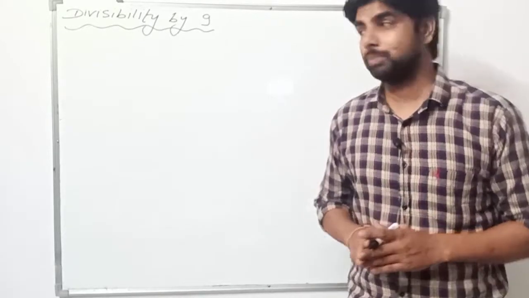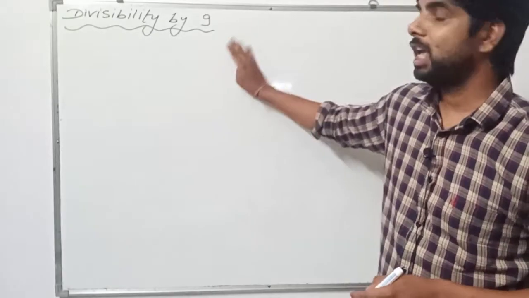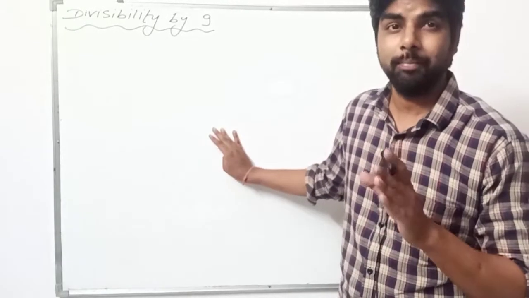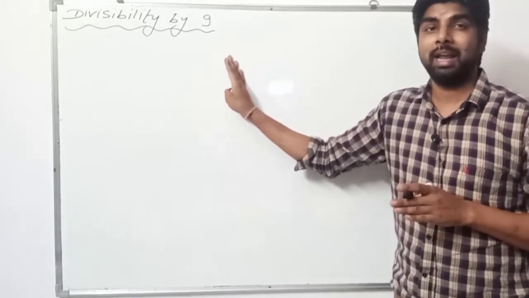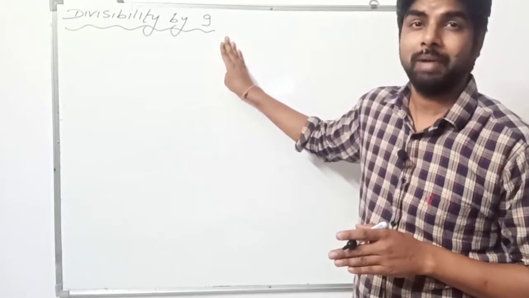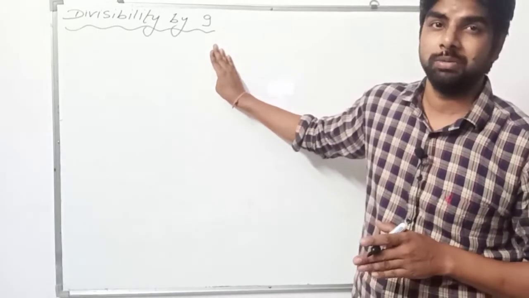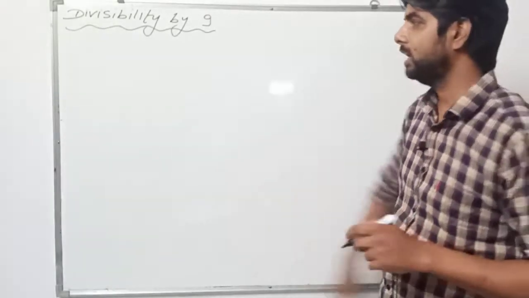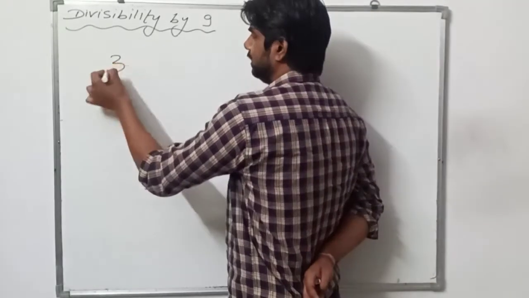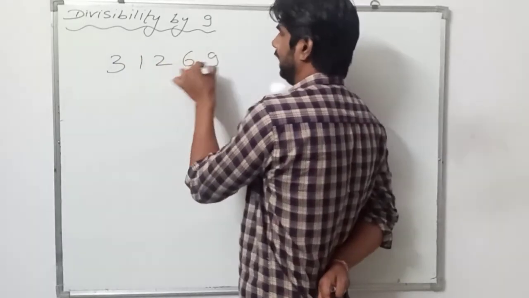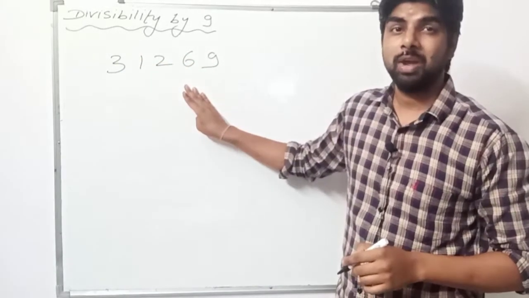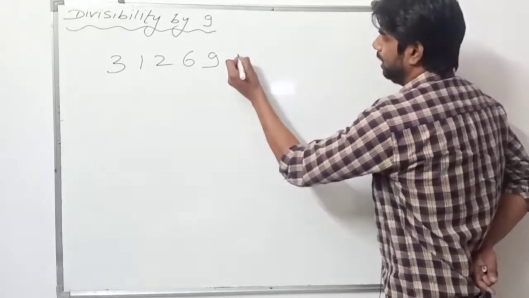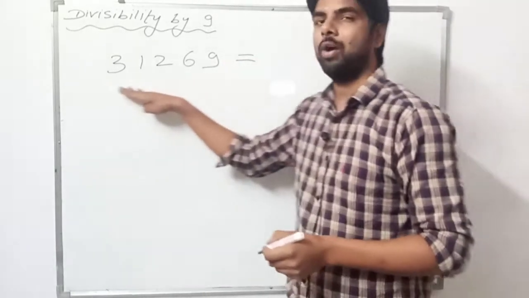Now we will learn divisibility by 9. In the case of divisibility by 9, we add all the digits of a number, and if that sum is fully divisible by 9, then the whole number is also divisible by 9. It is the same case that we have already learned for 3. Suppose we have to check the divisibility of 31269 by 9. In order to find out, we have to add all the digits.